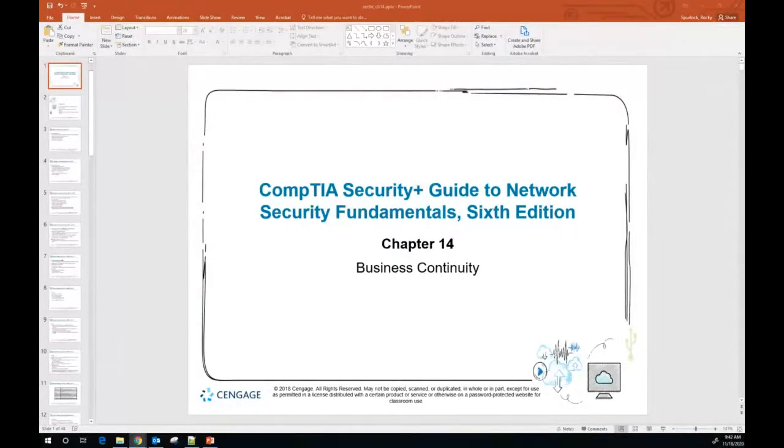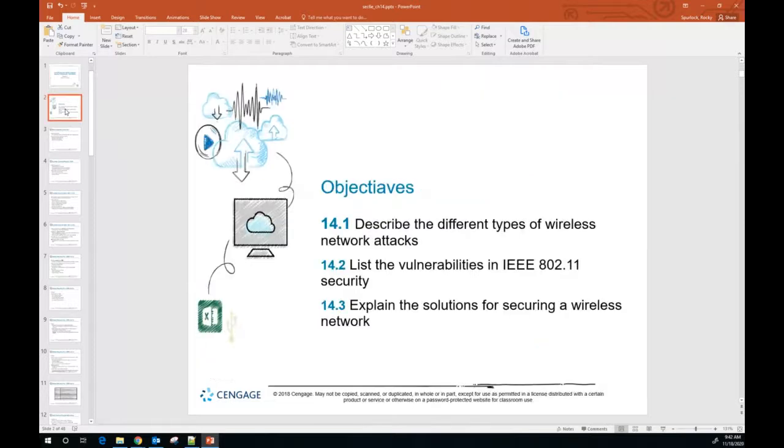Okay, today we're going to talk about business continuity. Our objectives for this chapter are to describe the different types of wireless network attacks. We're going to list the vulnerabilities in IEEE 802.11 security, and we're going to look at the different solutions for securing a wireless network.